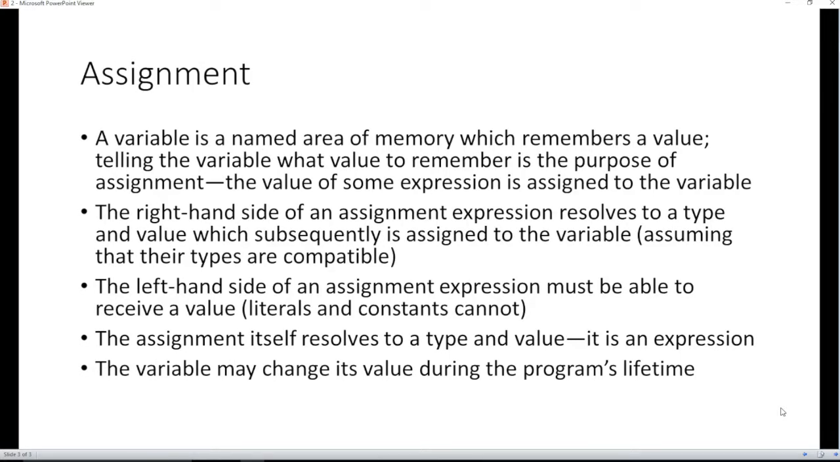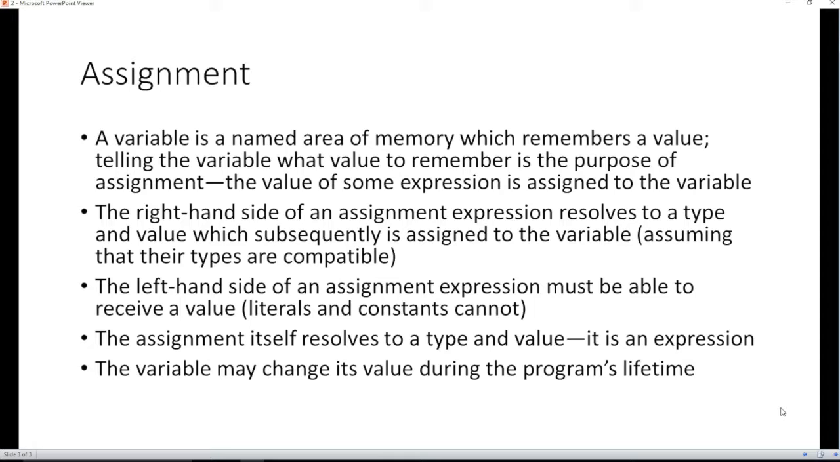A variable, as I've said, is a named area of memory that remembers a value. We, as programmers, have to tell that variable what value we want to remember. And as I just said, once the computation is done, the expression is resolved to its type and value. That value is available, but it will not be remembered unless we store it in a variable.